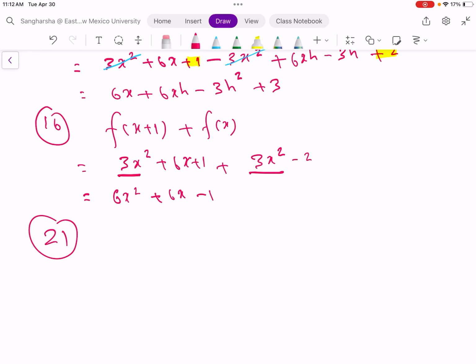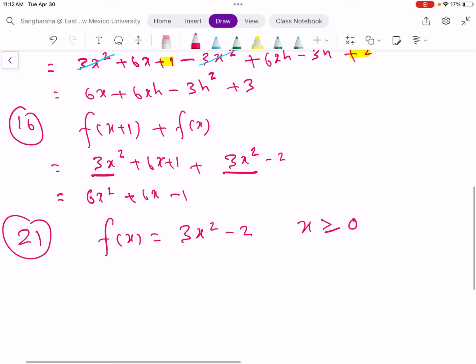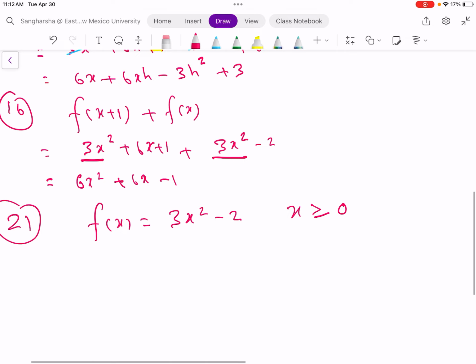So we need to find the inverse function and find the domain of the function and the domain of the inverse function. We need to find the inverse function from 21 to 24. So let's start from 21. We have f of x equals 3x squared minus 2. And the domain is given: the domain for the function is x is greater than or equal to 0. So this is the domain for our function f. It's already given.